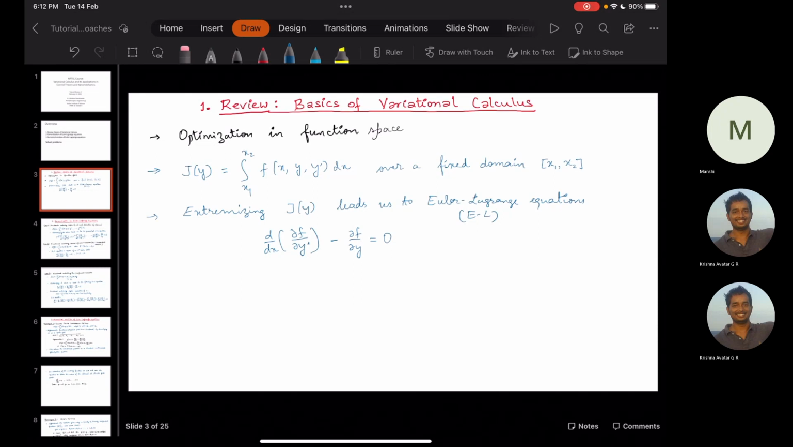Now upon extremizing J of y, this leads us to the Euler-Lagrange equation, which is given by d/dx of ∂F/∂y' minus ∂F/∂y equals 0. This is essentially the necessary condition for obtaining the extremum of a functional, and this is also known as the Euler-Lagrange equation, as you already know.